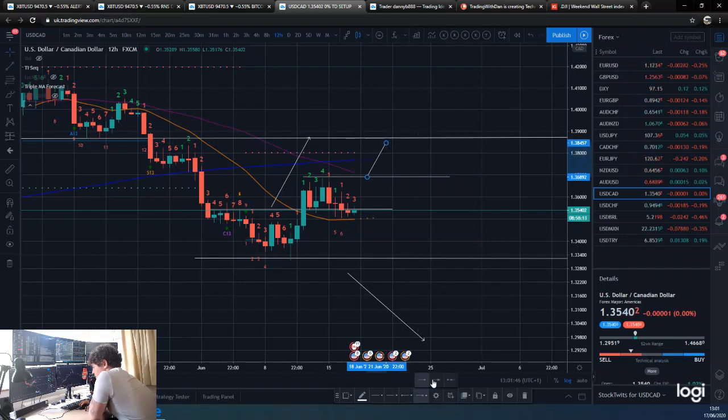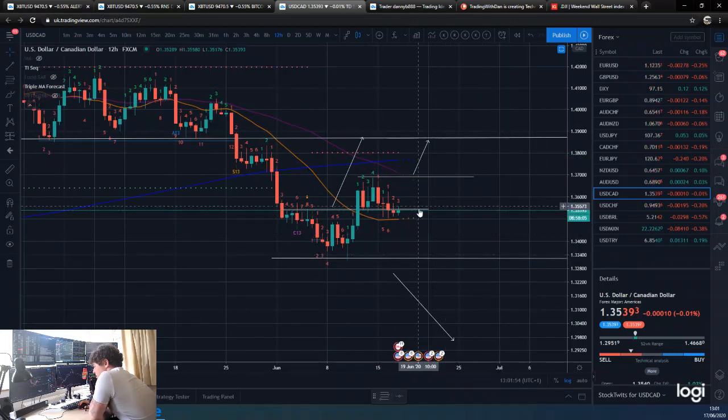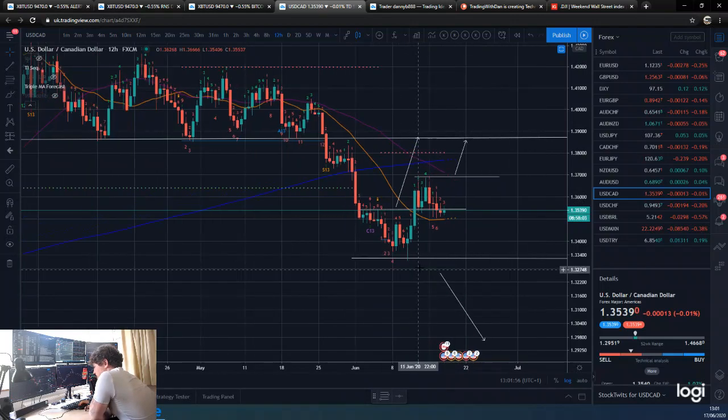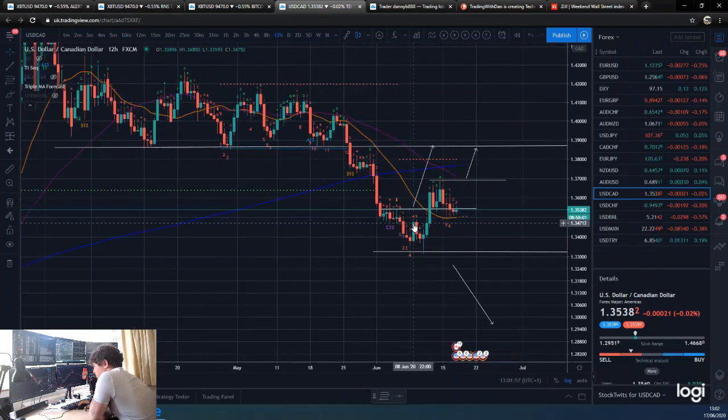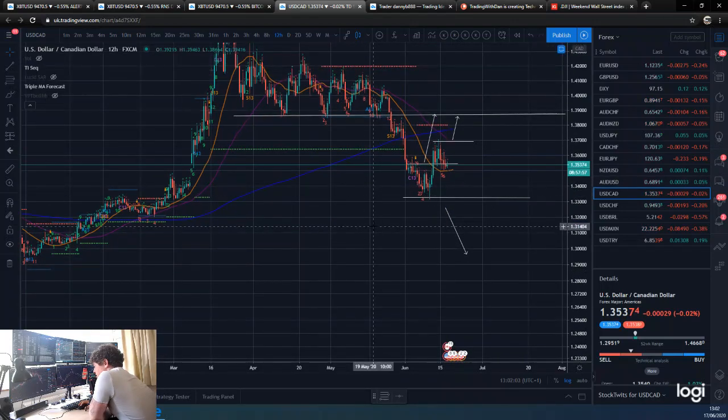That's what I would suggest, and then it's a case of, do we break that level? If we do, then definitely more upwards. But at the moment, it's looking like we're going to come down and test this and take it out. That would be my preferred guess of where we're going.